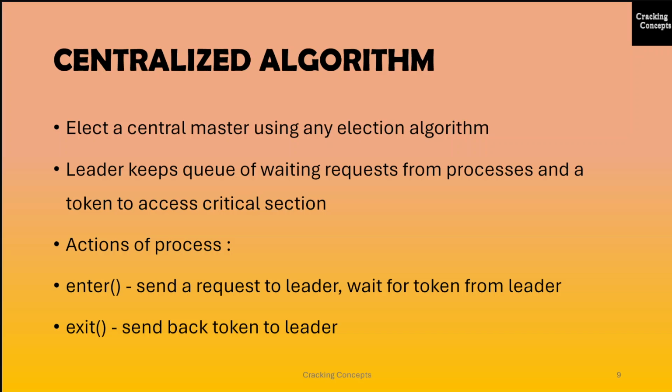Here we elect a central master or a leader using one of the election algorithms. The leader keeps a queue of waiting requests from the processes who wish to access the critical section. And there is also a special token which allows its holder to access the critical section. The actions that can be performed by any process in the group are the enter action, which is used to send a request to the leader and wait for the token from the leader, and the exit action, which will send back the token to the leader.